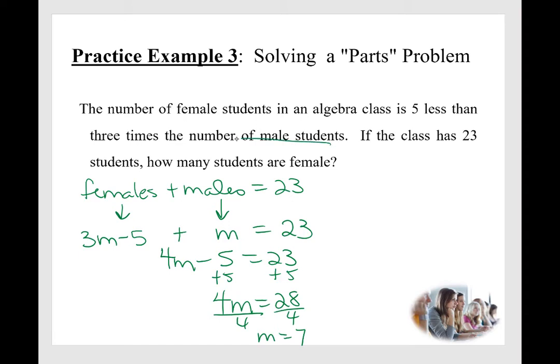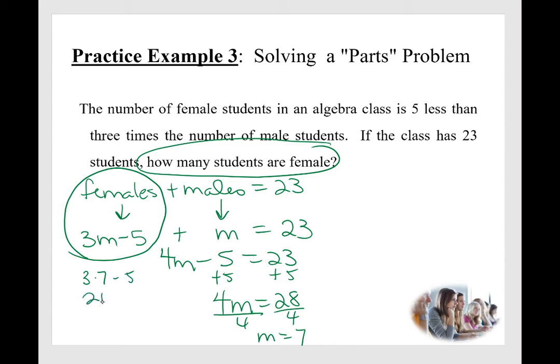But this says, how many students are female? So you needed to plug it in right here where it talked about females. So 7 times 3 is 21. So 3 times 7 minus 5, so that's 21 minus 5, and 21 minus 5 is 16. Okay, so there are 16 females, and if you want to check, 16 females plus 7 males should add up to 23, which it does.